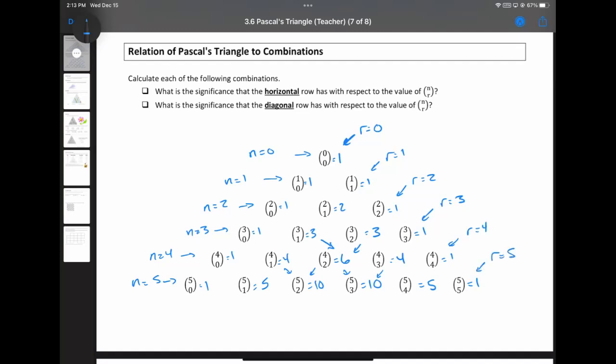So the position in Pascal's triangle tells us what the combination is going to be. Starting from the top down, starting at 0, that gives us our top number for the combination. And going from left to right, or right to left to be honest, but for our purposes, left to right, starting at 0 will give us the r value, or the number that we're choosing. That's kind of interesting.